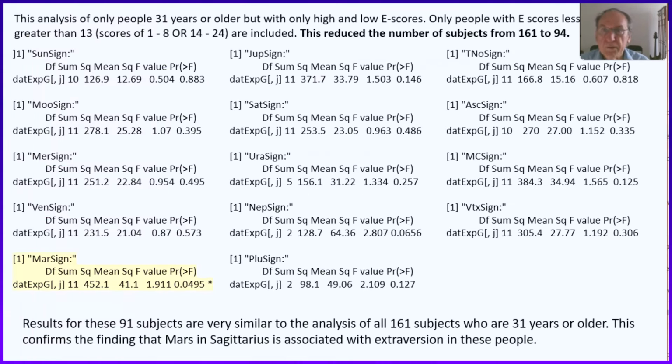And then this is again where I run it for 29 years or older, and we have only 94 people instead of 161. So I ran it twice to see what's going on, and I got almost the same exact value, so it didn't matter that much whether I cut off at age 29 or 31. Again, very close to the 0.04, in this case 0.05, very, very close. So clearly, if we remove the younger people, there is some indication that Mars and Sagittarius might have something to do with extroversion.